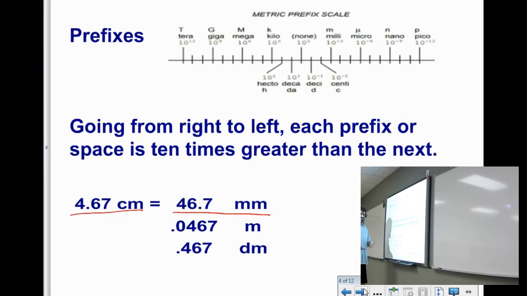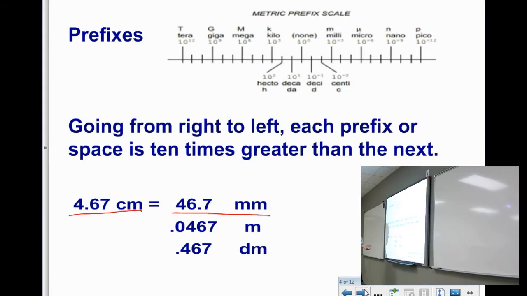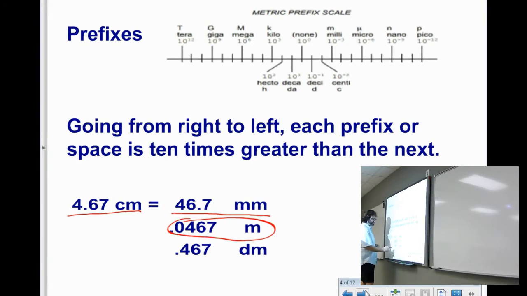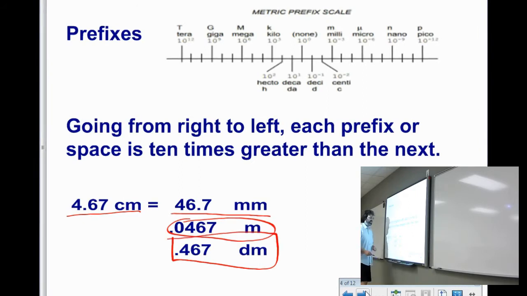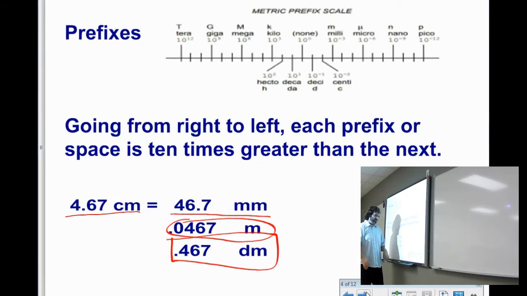just change the numerical value, but the quantity still stays the same. I'm using a different prefix, but 4.67 centimeters is equal to 46.7 millimeters. If somebody else wants it in meters, I would convert the number portion into 0.0467 meters. And if somebody else wanted it in decimeters, I could do that as well, 0.467 decimeters. All of those are equivalent to 4.67 centimeters. They just have different prefixes on that base unit.